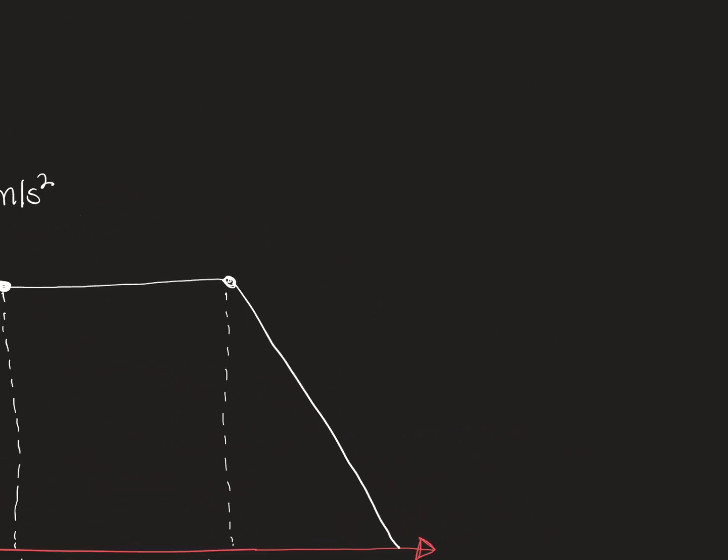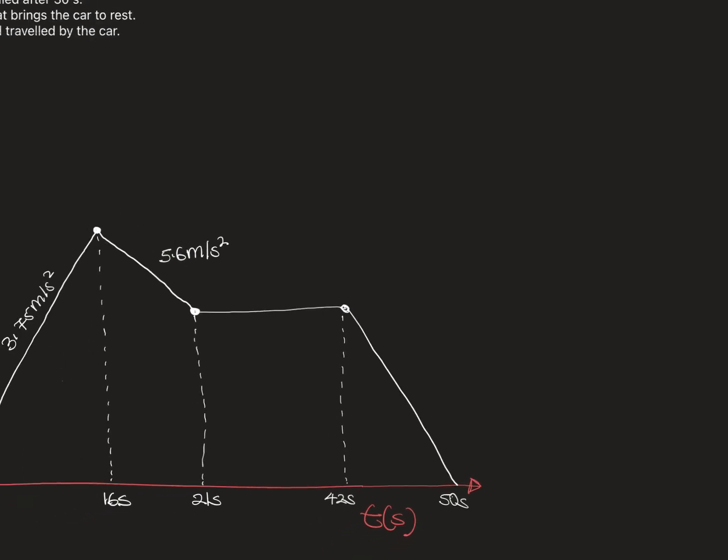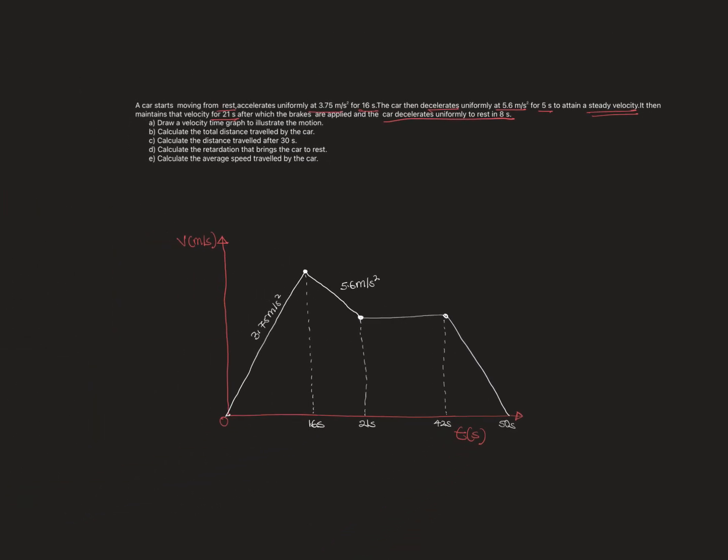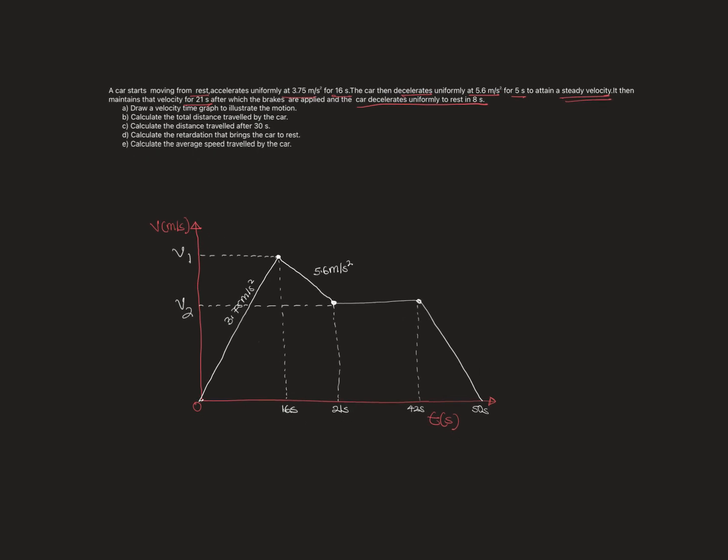All right. So if we look at the graph, we have some important points to complete it. Because we have final velocities, like here, let's call it V1, and we have another one here, that is V2.